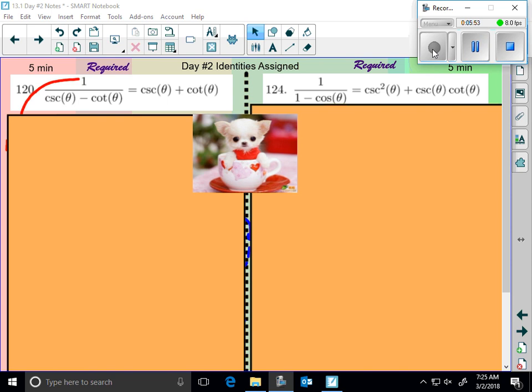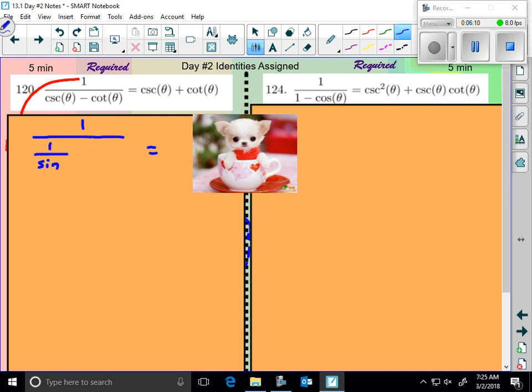Okay. So let's take a stab at number 120. I'm going to start on the left side of the equation. And the first thing I'm going to do is write that left side of the equation in terms of sine and cosine. So this would be 1 over the sine of theta minus cotangent, which is cosine theta over sine theta. Let me do a quick rewrite on that.